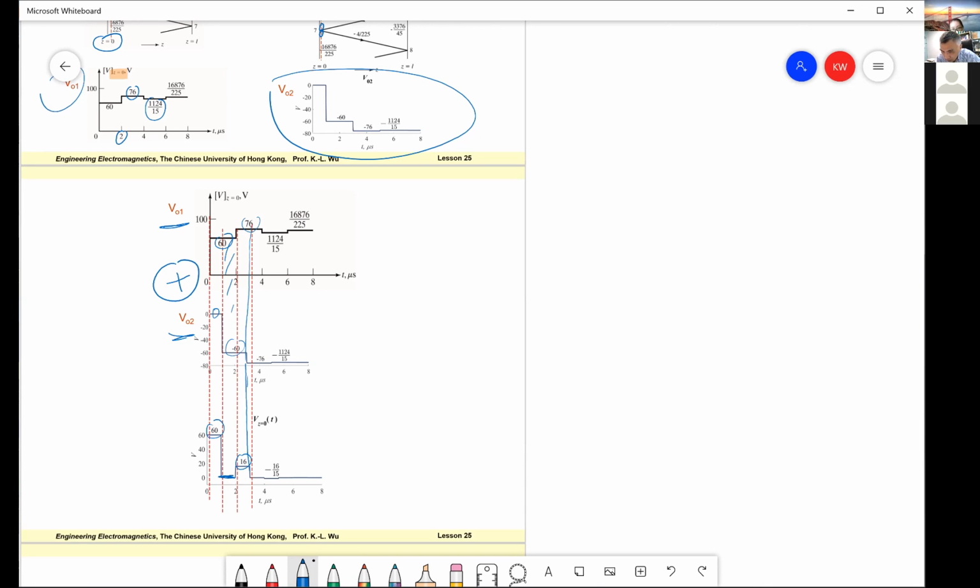Sorry, this should be here, and then move on, right? So this is 76, and this is minus 60. This is how we obtain the overall response by launching a pulse function. This is how we deal with a pulse function.